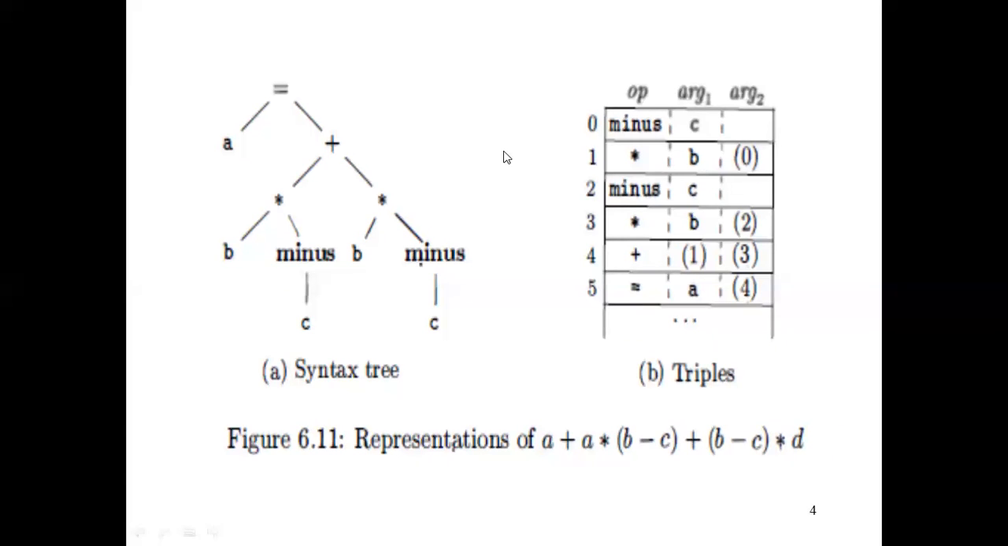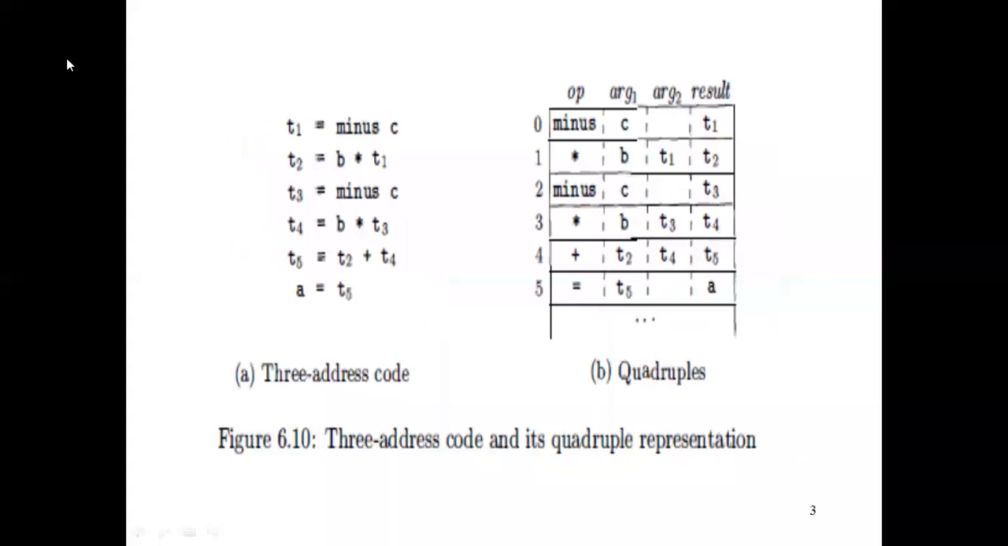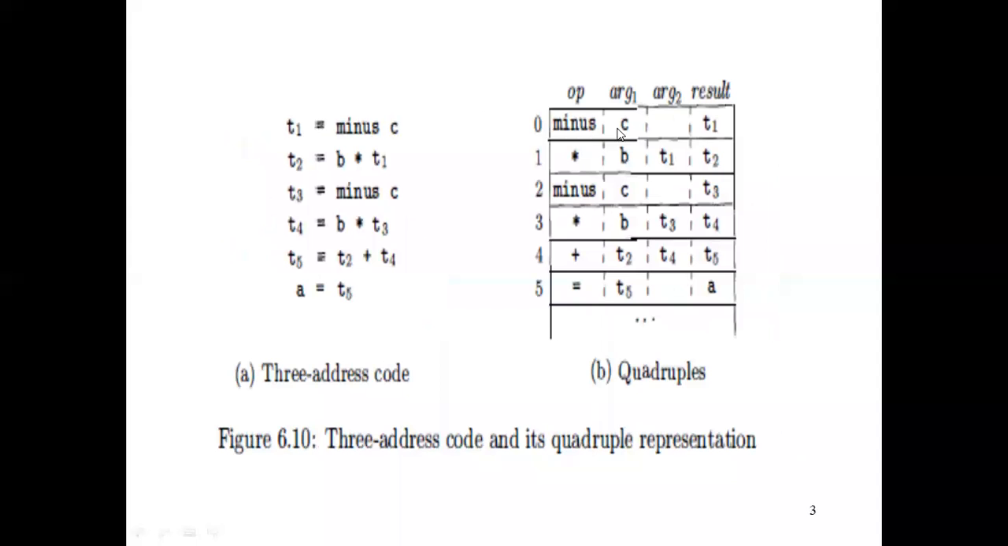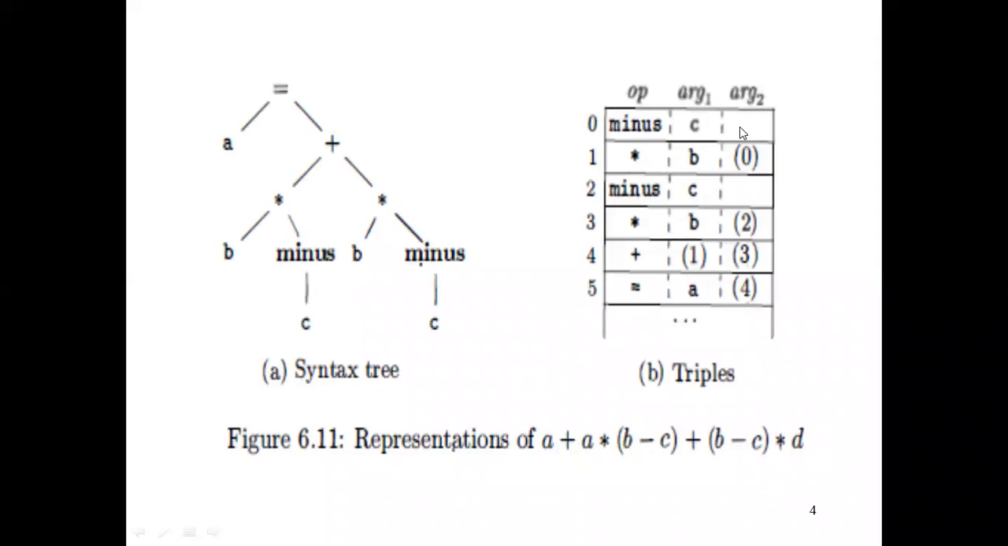Now you can see the statement. What is the statement? T1 is equal to minus C. Now at line number 0, you will write operator minus, argument C. Now take the help from the preceding one. When you were writing the quadruples, it was minus C, the same thing. But in case of the quadruples, you are storing the result at T1. In the triples, there is no argument 2, and here we will not store the result.